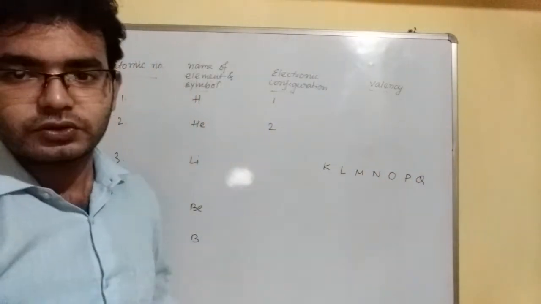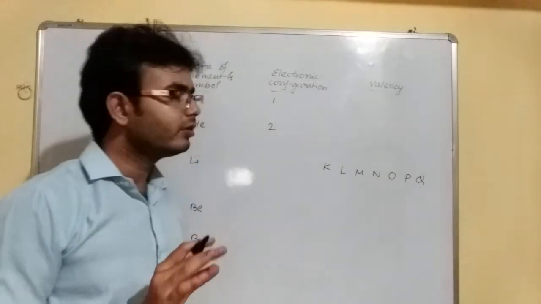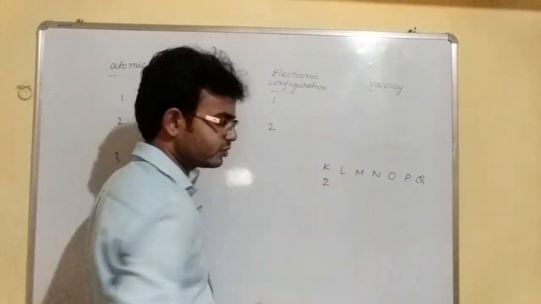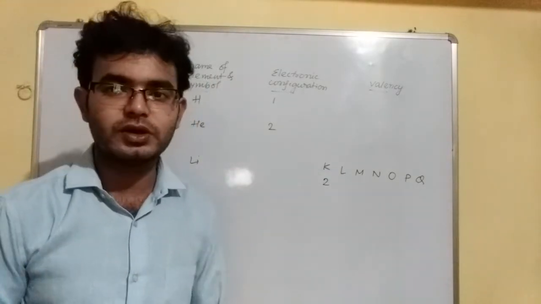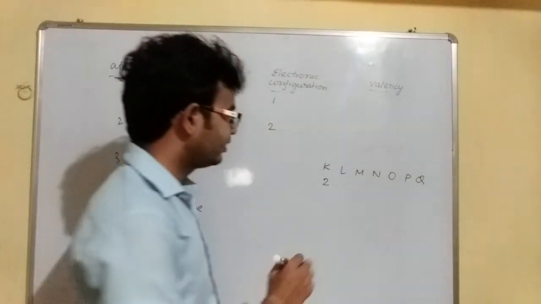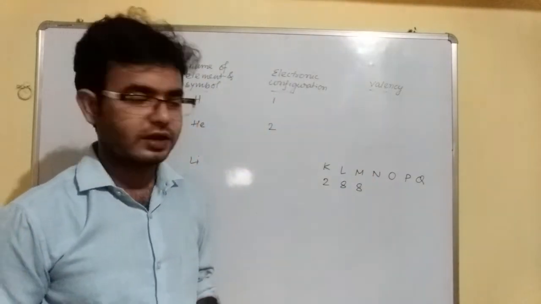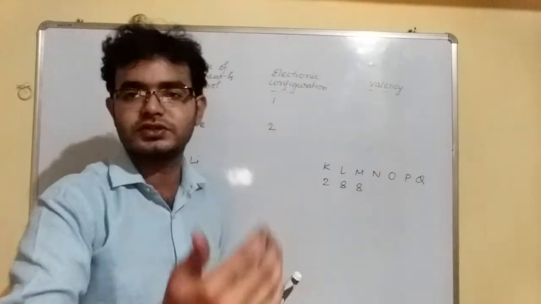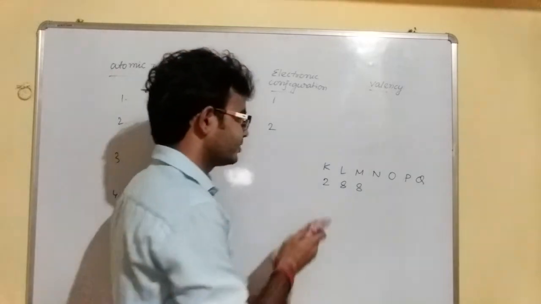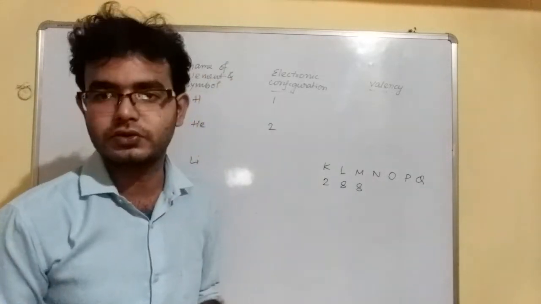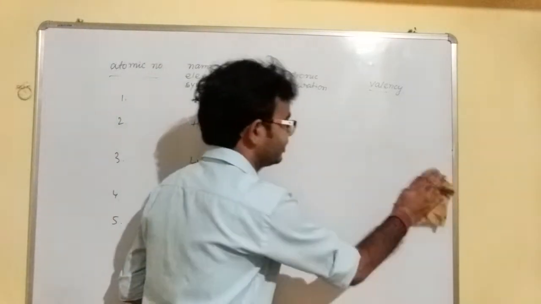When writing the electronic configuration, in the first room, you can put at most 2 electrons. You can put at most 2 electrons in the first shell, and after that you can put at most 8 electrons. So you cannot put more than 8 electrons in the second shell, and in the first shell you cannot put more than 2 electrons. Thus you have to write the electronic configuration.